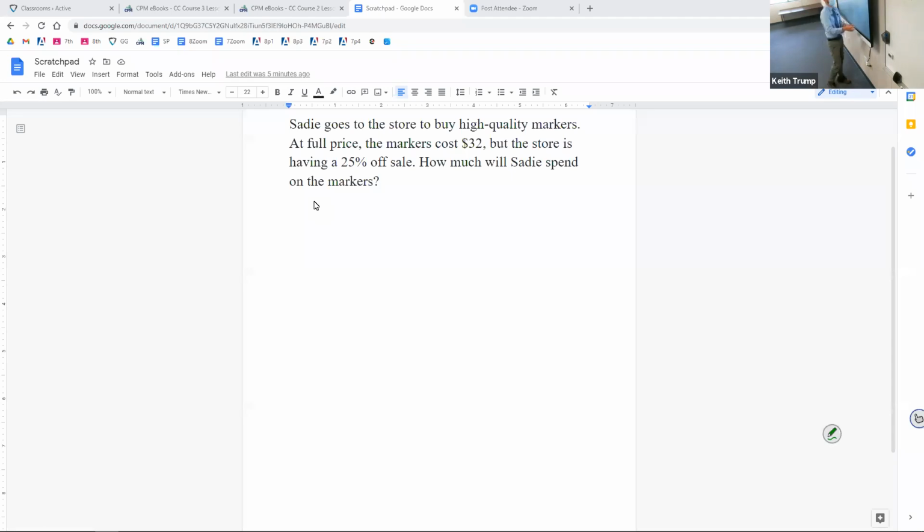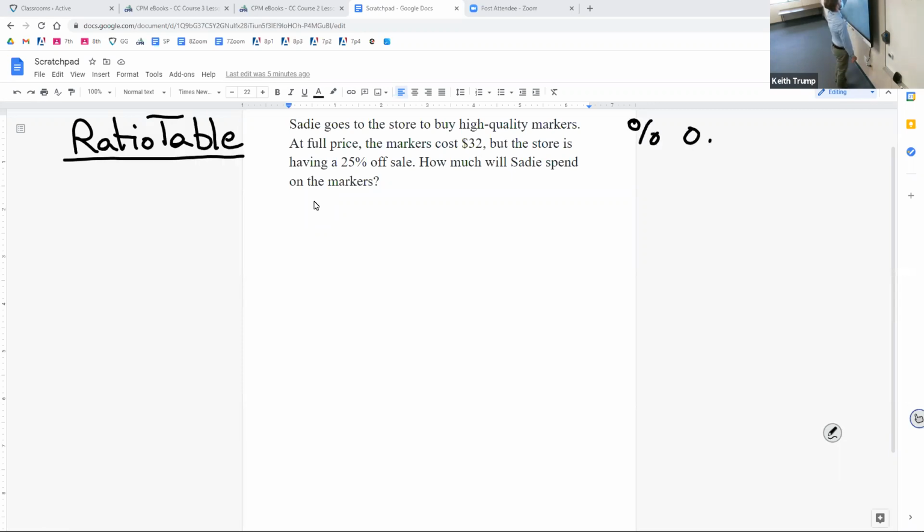So this is a basic sale problem. You're going to see a lot of these in math. The 2 methods that we're going to learn are the ratio table and the percent of method. So first, let's start with the ratio table. I love ratio tables because they apply to lots of different problems.